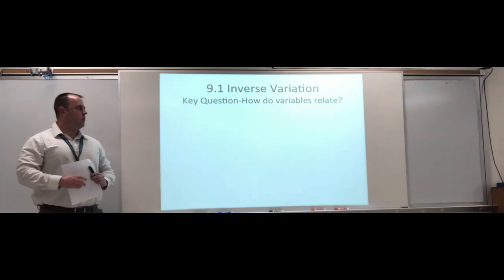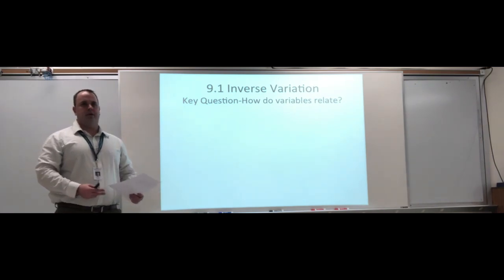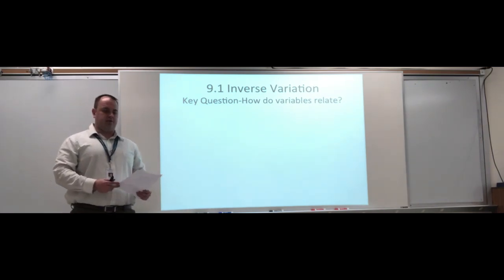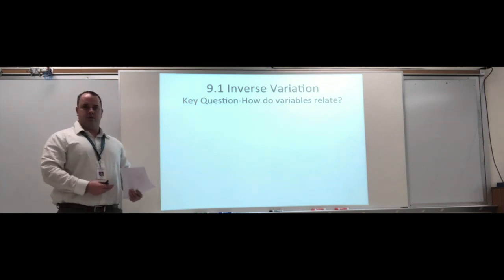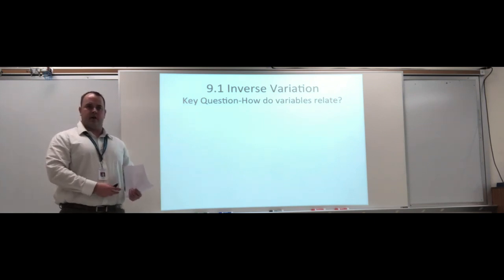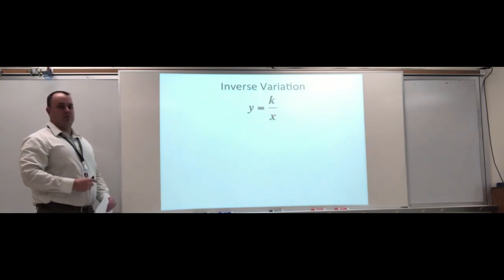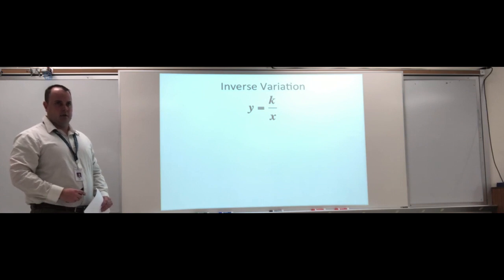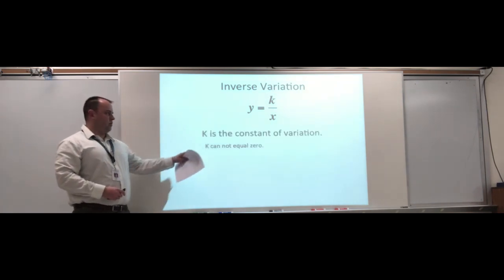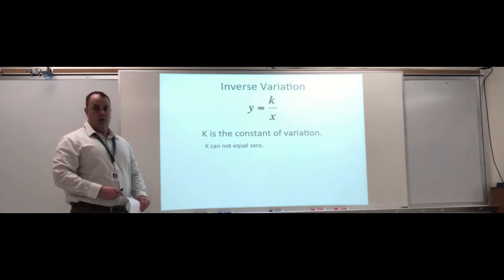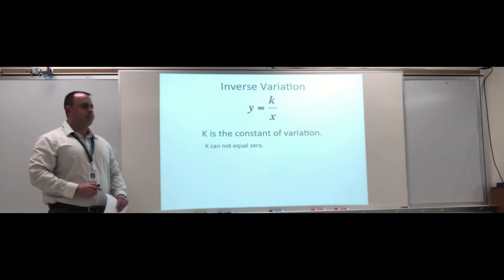Okay, so for 9.1 inverse variation, we're looking at how variables relate. We looked a little bit at this in chapter 2 when we talked about direct variation. So we should know direct variation, y equals k times x, where k is the constant of variation. Now we're on to inverse variation, where y equals k divided by x. K is still considered the constant of variation, and the rule is k cannot equal 0. Positive, negative, that's fine, but it cannot equal 0.